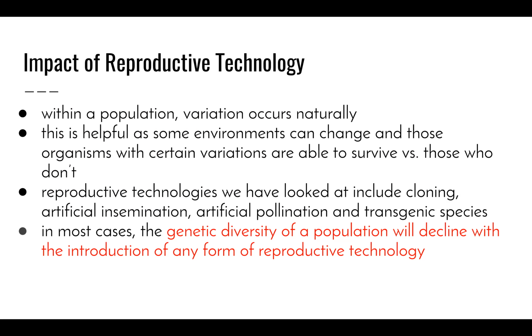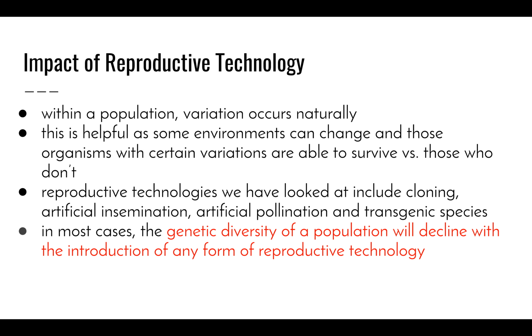So within a population, we know that variation occurs naturally. It has to occur naturally, as this is helpful as environments are able to change. Organisms that possess the variations that suit those changes are able to survive, and the organisms that do not have the characteristics that suit those new environments obviously don't and therefore die. So we need variation in the population so that those organisms are able to pass on those characteristics, and therefore through Darwin's theory of natural selection, survival of the fittest means that those that are able to deal with the changes in the environment reach reproductive age and pass those characteristics on to their offspring.